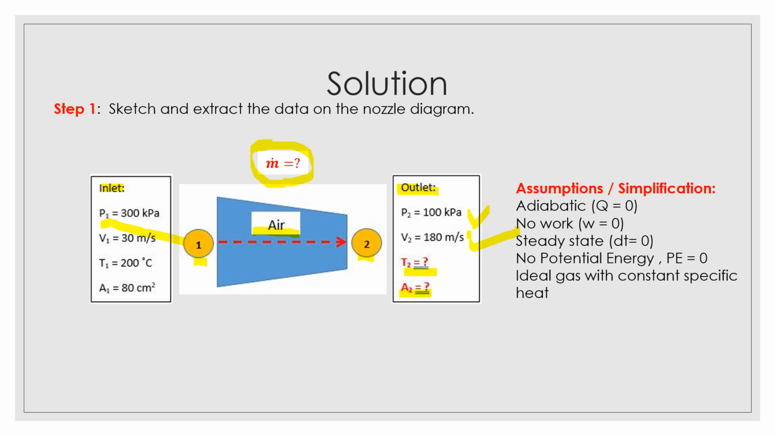And do not forget to list out the assumptions or simplifications. Adiabatic, Q equal to 0. No work, W equal to 0. Steady state, in the form of delta T, no change with time. No potential energy information, and the statement: ideal gas with constant specific heat.